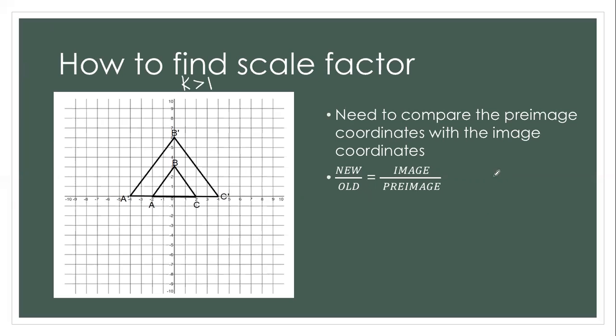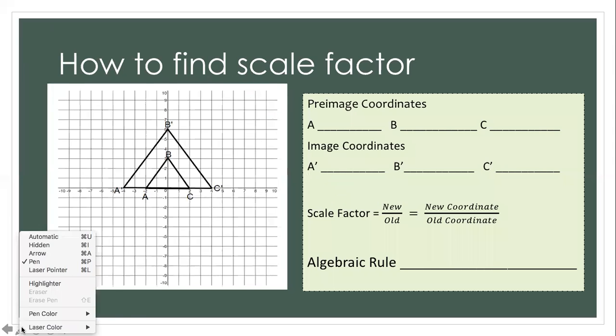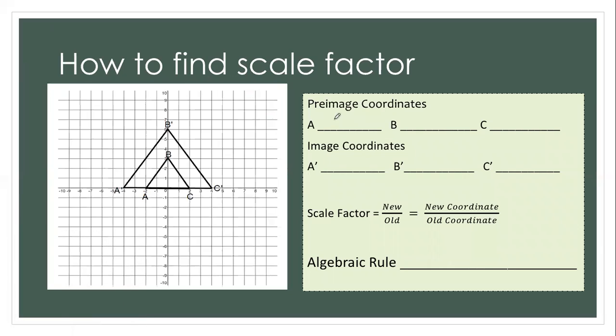So let's write down our pre-image coordinates first. Where is A? Yes, (-2, 0). Where's B? (0, 3). Where's C? (2, 0).